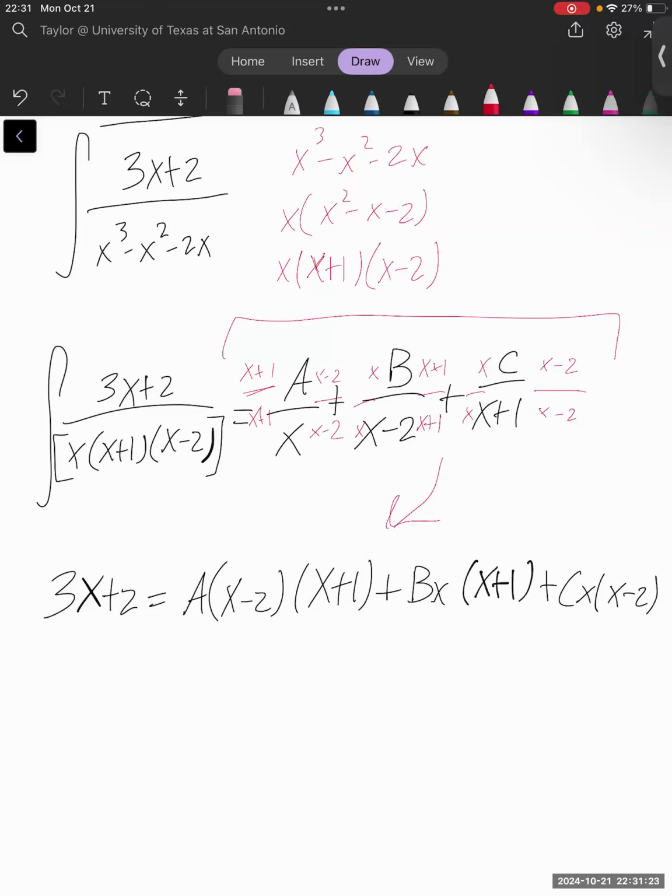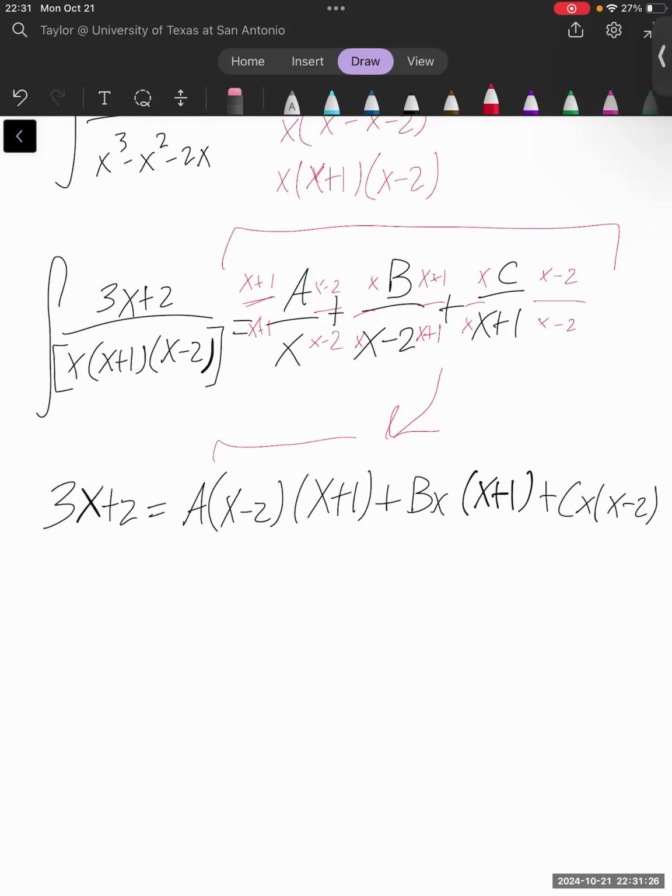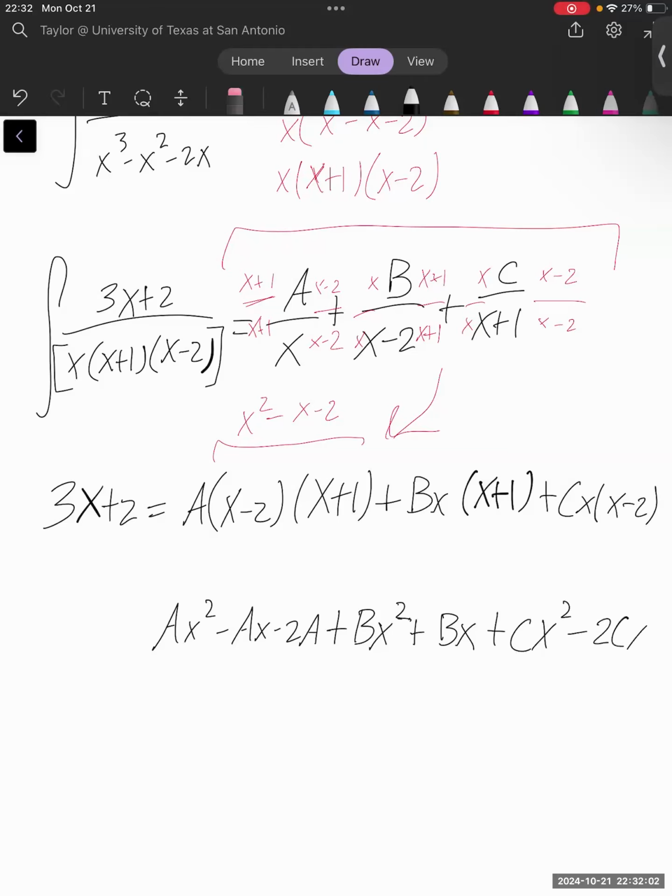And then this we know equals x squared minus x minus 2. So then I have a x squared. I'm actually just going to write this so we can see the next step. ax squared minus ax minus 2a plus, then we have bx times x is bx squared, bx times 1 is bx, and plus cx squared minus 2cx. I'm going to rearrange it so I have my powers all together.